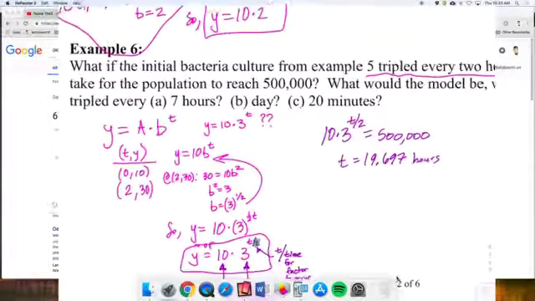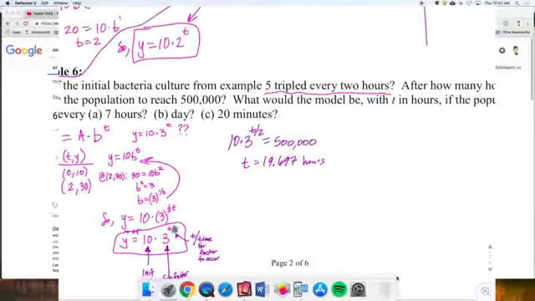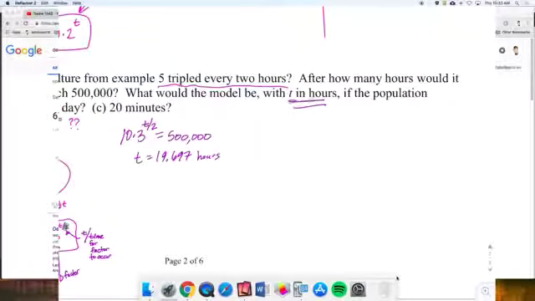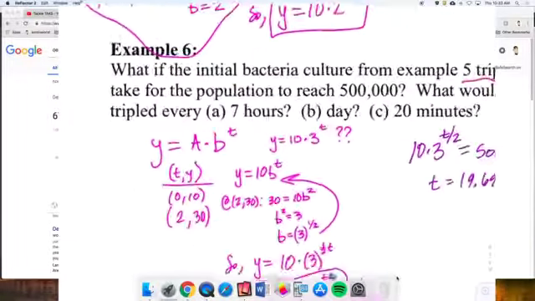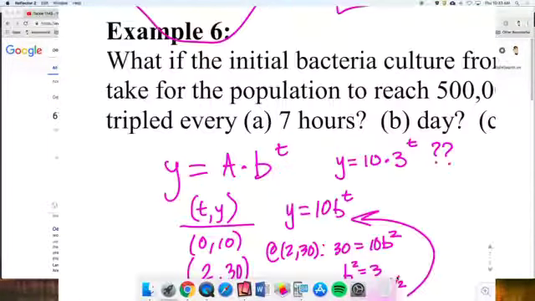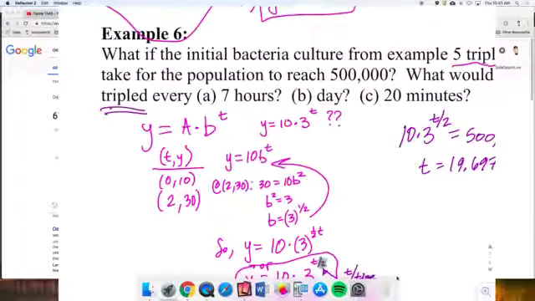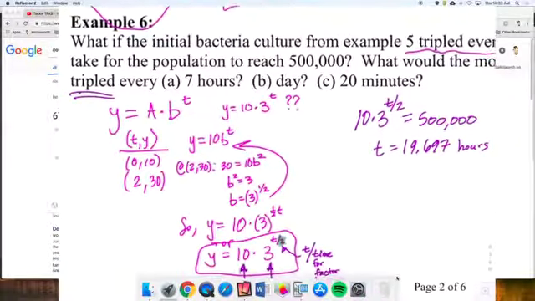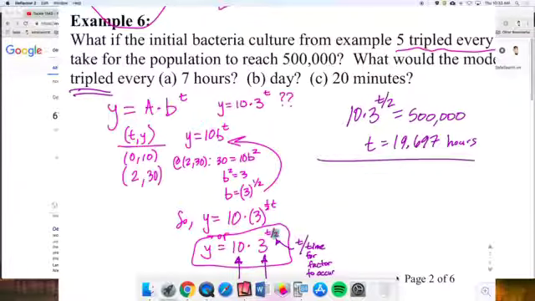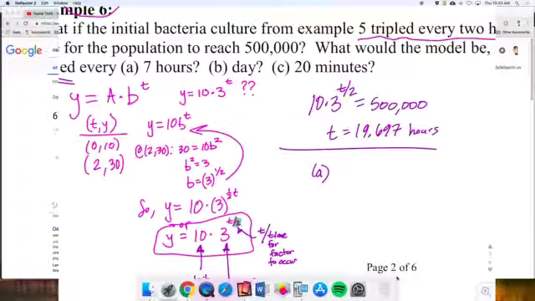Okay, so here's what I want you to do. What if the model, where T is measured in hours, still in hours, what would the model be if the population of 10 that we started with still tripled, still starting with 10, but it tripled every 7 hours, every single day, and every 20 minutes? See if you could figure that out on your own. What would the new model be if it tripled every 7 hours, every day, and every 20 minutes?